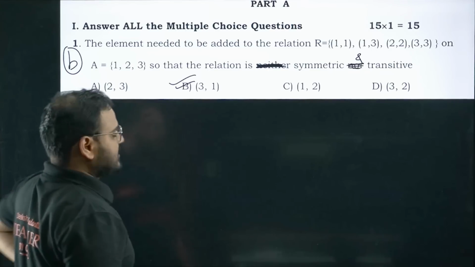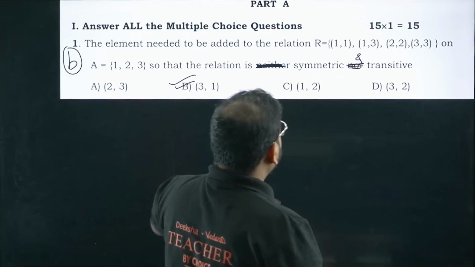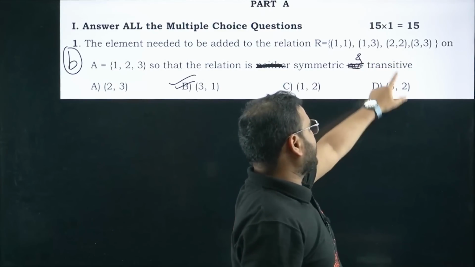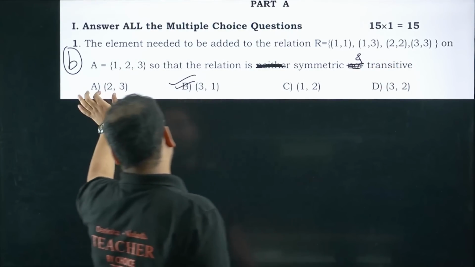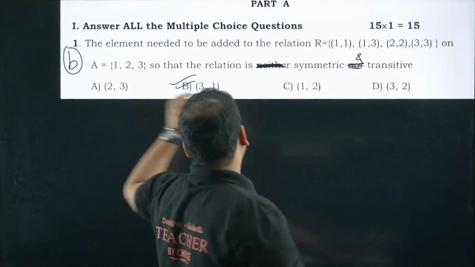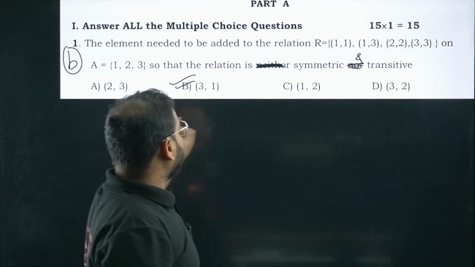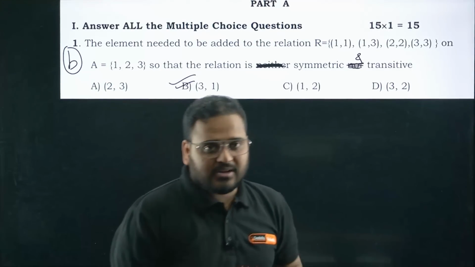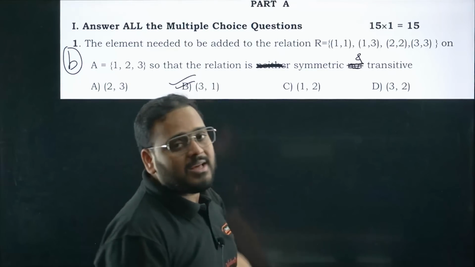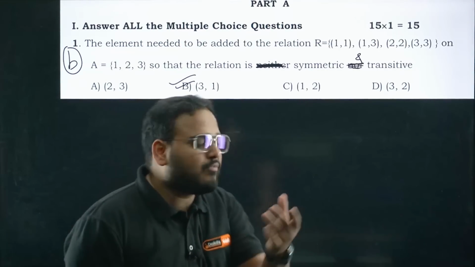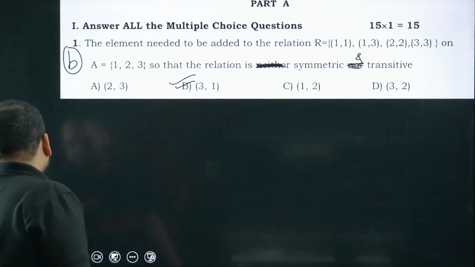Option number B. Please check. If you put 1 2, you will not have symmetric. If you put 3 2, you will not have symmetric. If you put 2 3, you will not have symmetric, because if you want 2 3, you must also have 3 2 in this. So options A, C and D don't give you a symmetric relation. Hence, option B is the only correct answer. I hope this makes sense. Let's move on to question number 2.